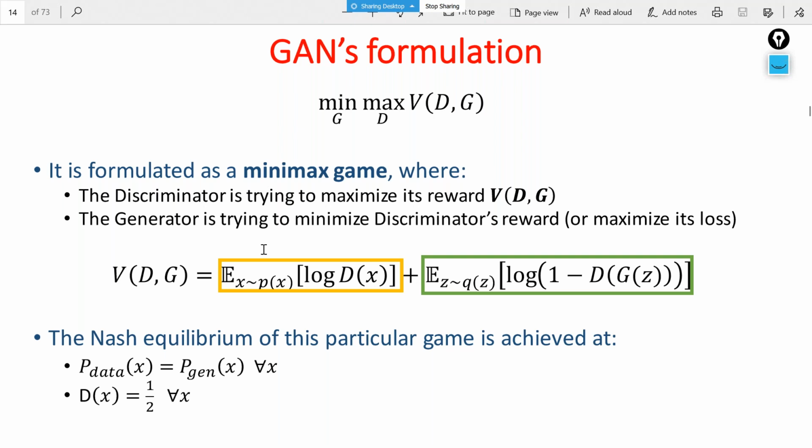Your generated image G of Z is passed through D. 1 minus D of G of Z indicates the true images, because D of G of Z is the probability of fake, and 1 minus fake is real. So D of G of Z is the probability of fake, and 1 minus D of G of Z is the probability of real. The probability of real is what you're trying to calculate.